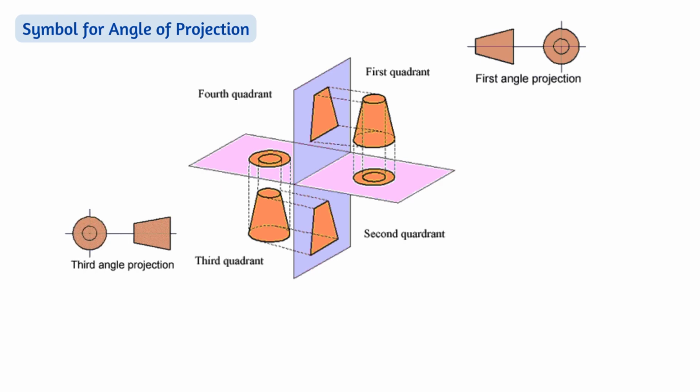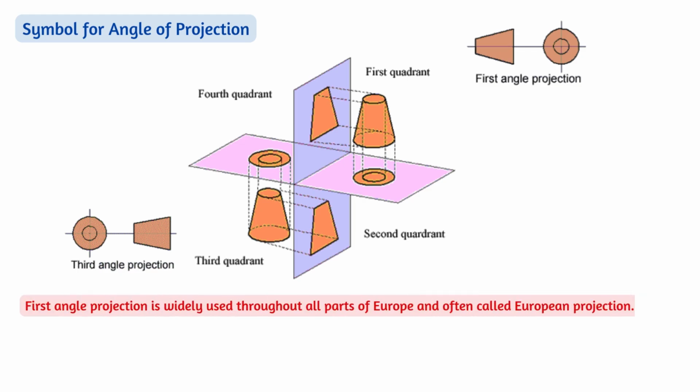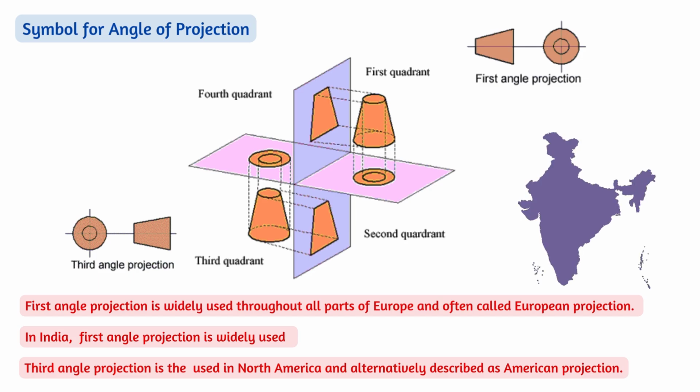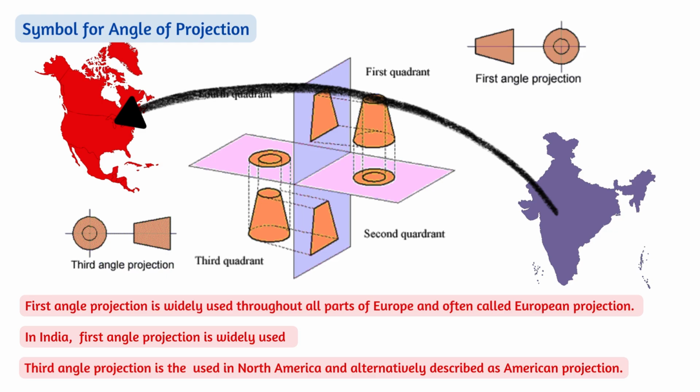First angle projection is widely used throughout all parts of Europe and often called as European projection. In India, first angle projection is widely used. The third angle projection is used in North America and alternatively described as American projection. Depending on the manufacturing company also, it may vary. If a supplier company in India is manufacturing parts for a company in North America, both companies will use the same angle of projections for drafting to avoid confusion in sharing of drawing between the companies.